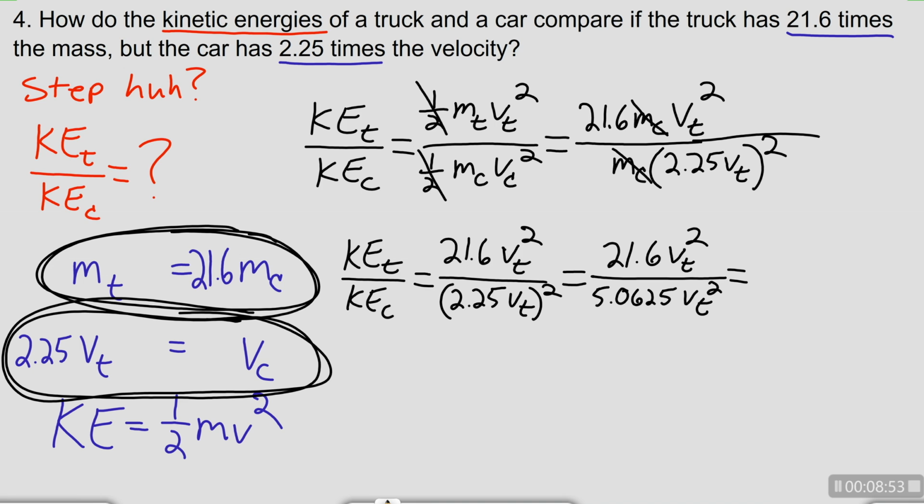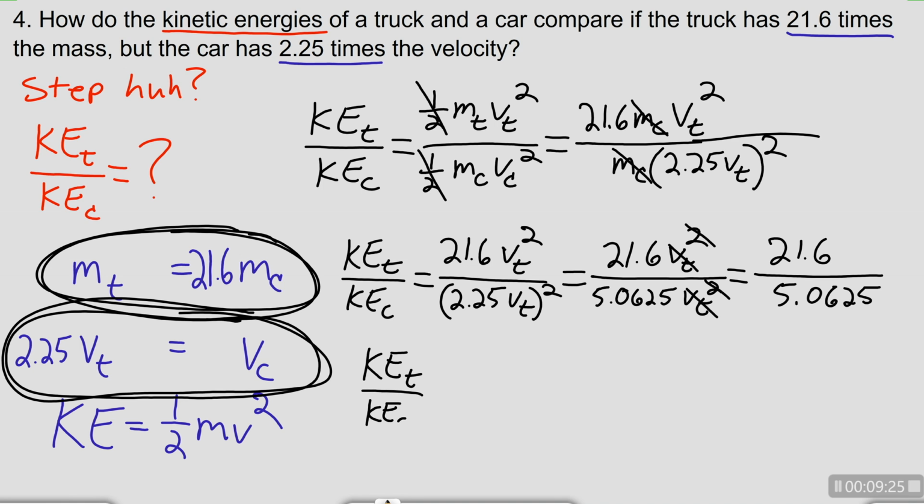And now I can cancel out more. So now I can go v sub t squared divided by v sub t squared. That is going to go away. So what does this leave me? This leaves me with 21.6 on the top, 5.0625 on the bottom. Now, of course, I can simplify that. Just ask your calculator, 21.6 divided by 5.0625, and what you're going to find out is kinetic energy of the truck over kinetic energy of the car is equal to 4.27.